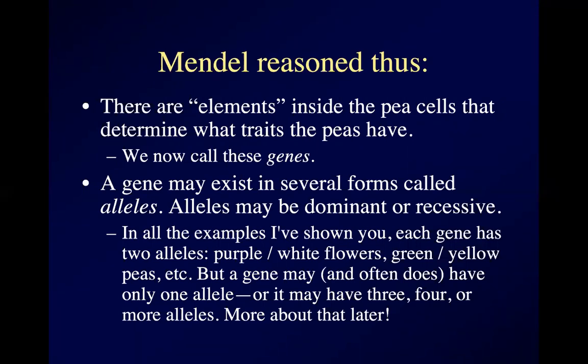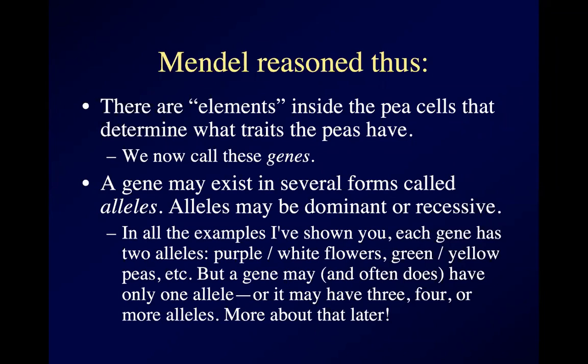Genes can exist in several forms called alleles. Allele is just defined as different forms of a gene. So we could talk about a pea plant having a gene for flower color that comes in alleles, purple or white.